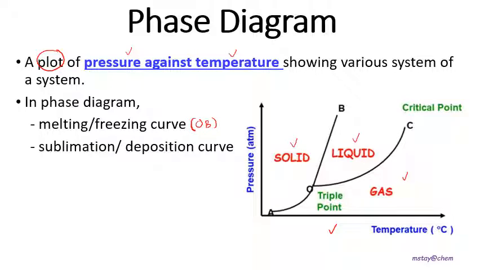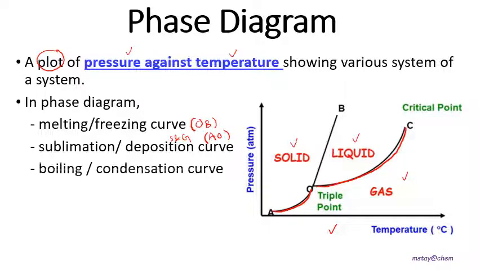Next, sublimation and deposition. As we know, this refers to the physical phase changes between solid and gas, which is referred to as the AO line. Next one, the line between liquid and gas, which is OC, is actually referred to as boiling and condensation.